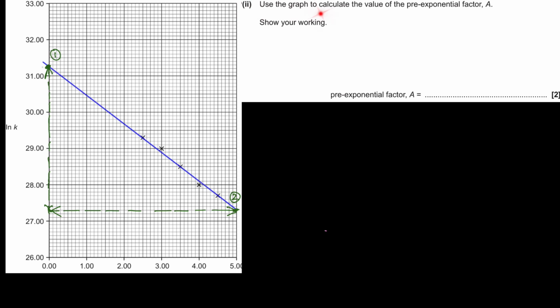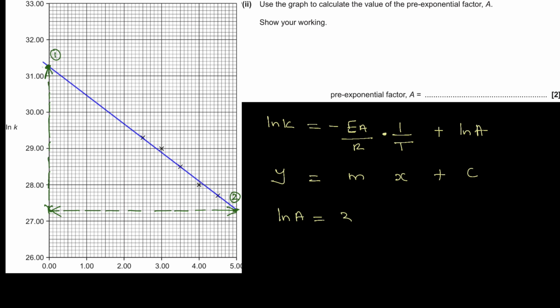Part 2. Use the graph to calculate the value of pre-exponential factor A. Show your working. Well, from the equation of the straight line, we know that ln K equals minus EA, activation energy over R, times 1 over T plus ln A. But we can compare this to y equals mx plus c, where we can see that c is ln A. Ln A equals 31.25. That's the value of c.